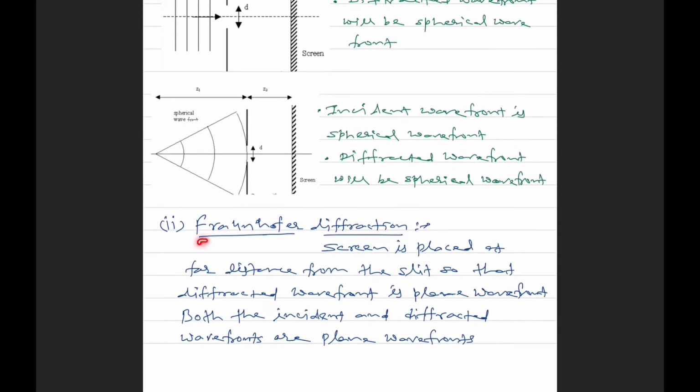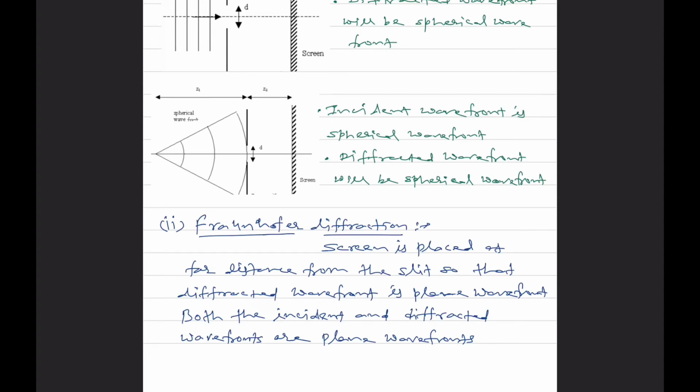The second one is Fraunhofer diffraction. In Fraunhofer diffraction, the diffracted wavefront is plane wavefront. That is possible only if the screen is placed far away from the plane of the slit, so that the diffracted wavefront is a plane wavefront. One more important concept you should keep in mind is that both incident and diffracted wavefronts are plane wavefronts in case of Fraunhofer diffraction.